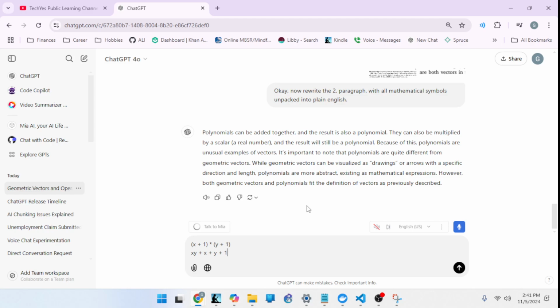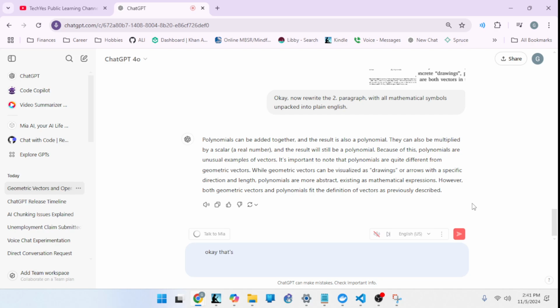It's important to note that polynomials are quite different from geometric vectors. While geometric vectors can be visualized as drawings with arrows with a specific direction and length, polynomials are more abstract, existing as mathematical expressions. However, both geometric vectors and polynomials fit the definition of vectors as previously described. Okay, that's interesting. So how do you write a polynomial as a vector?